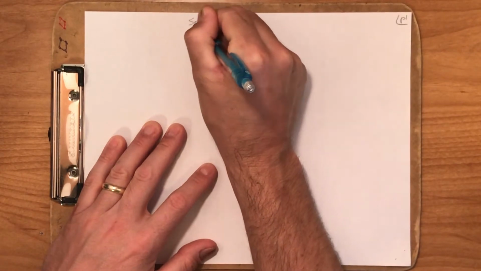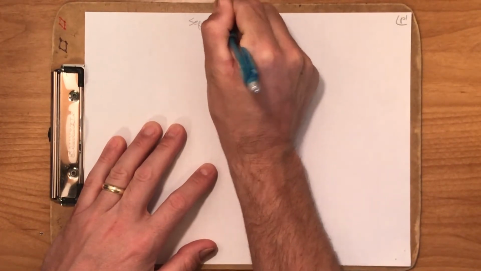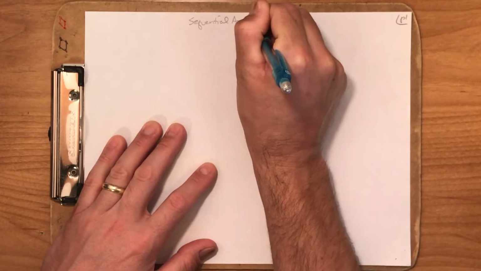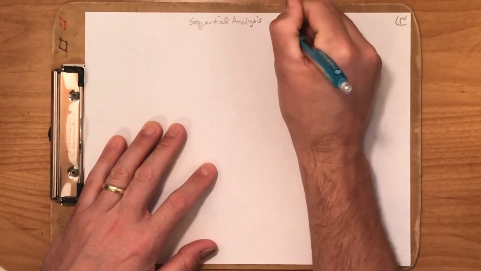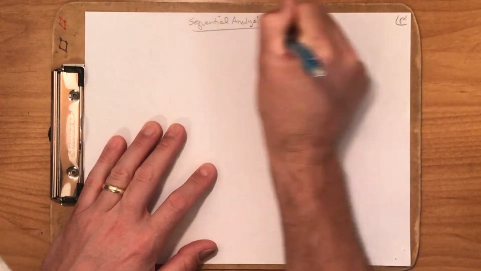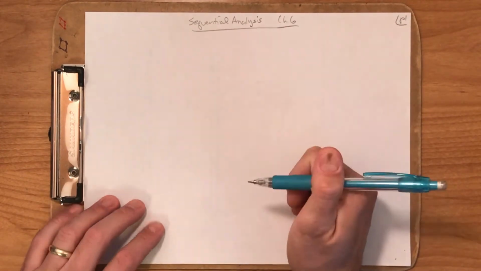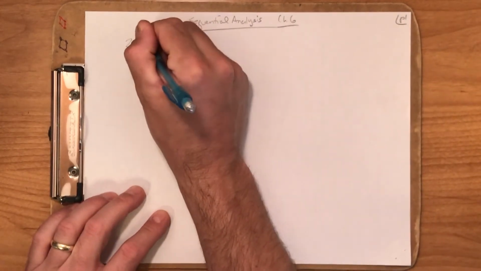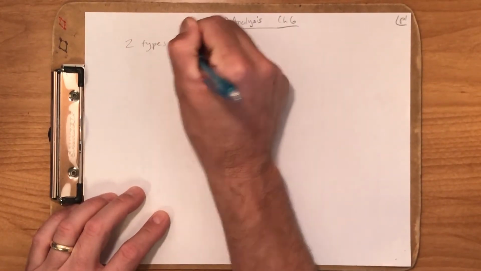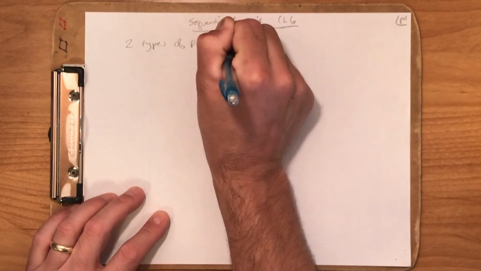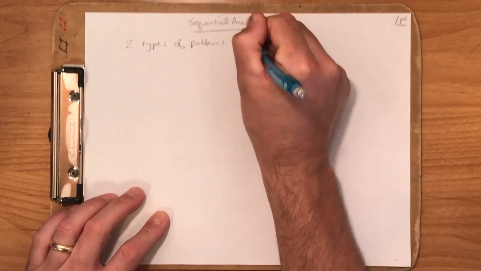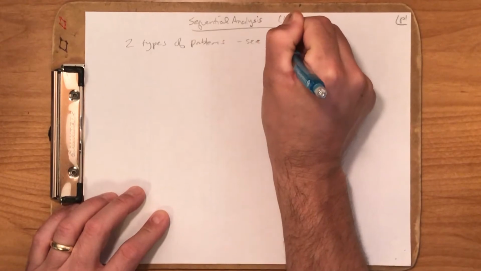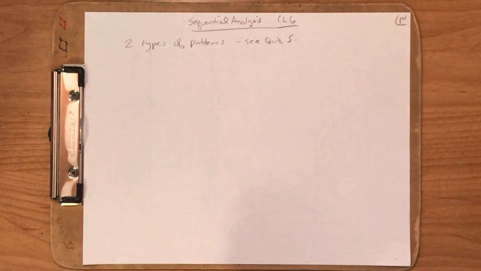Today's topic is going to be sequential analysis, chapter 6. And there's basically two types of problems. You can see quiz 5 for this. The first type you already know how to complete.